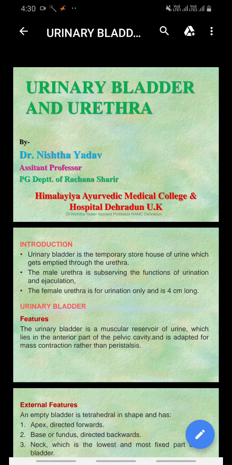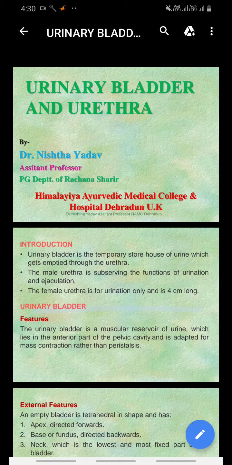In my last class, I taught you the ureters. The ureters convey the urine from the kidney to the urinary bladder. So what is a bladder? The urinary bladder is the temporary storehouse of urine, which gets emptied through the urethra.